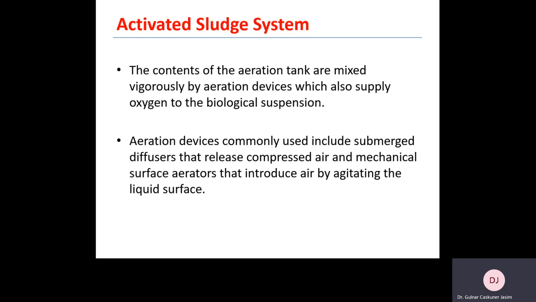Activated sludge system. The contents of the aeration tanks should be mixed vigorously by aeration devices, which also supply oxygen to the biological suspension. Aeration devices commonly used include submerged diffusers that release compressed air, but there might also be mechanical surface aerators that introduce air by agitating the liquid surface. So two types of aeration can be used in the activated sludge system: air diffusers or mechanical surface aerators.